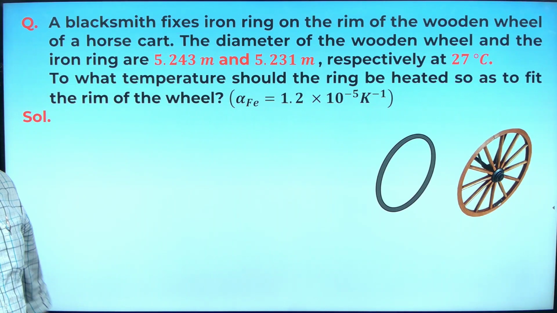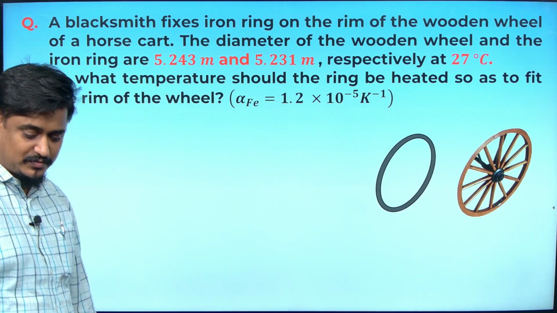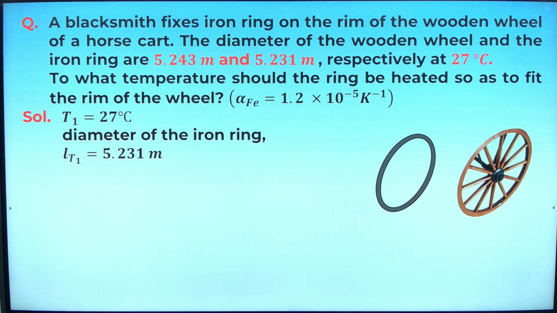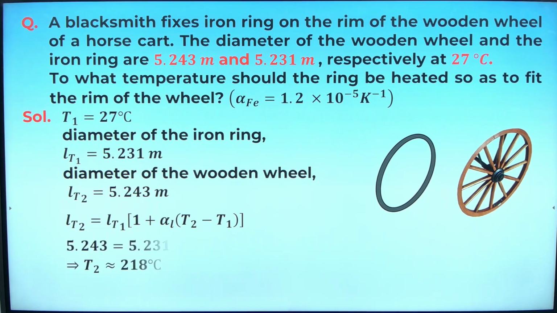Sir, is the required temperature 218.12 degrees Celsius, sir? Let us check, I am going to see it. Okay. So they have given the diameter of iron ring as 5... Sir, about 210 degrees Celsius, sir. Okay, let me check.